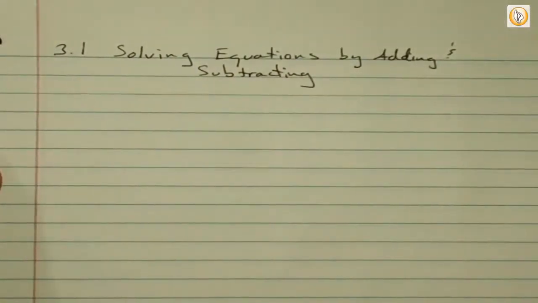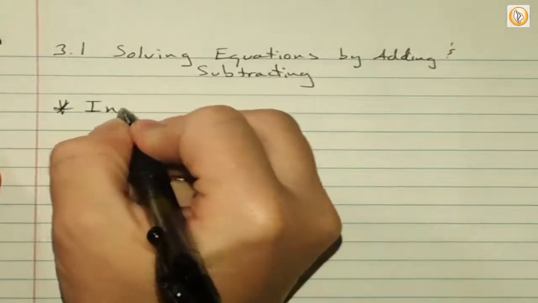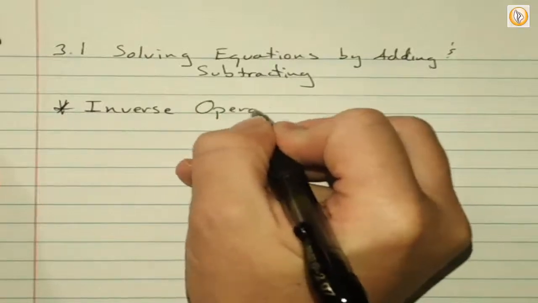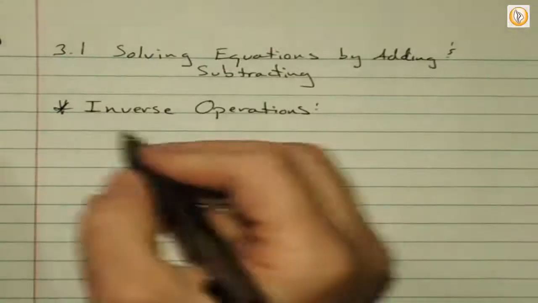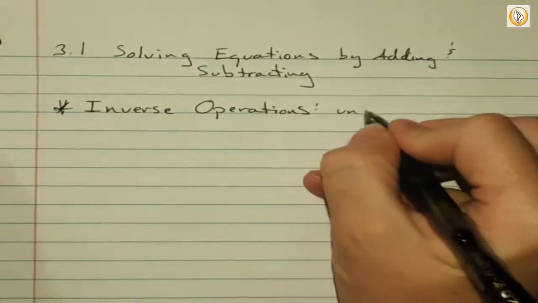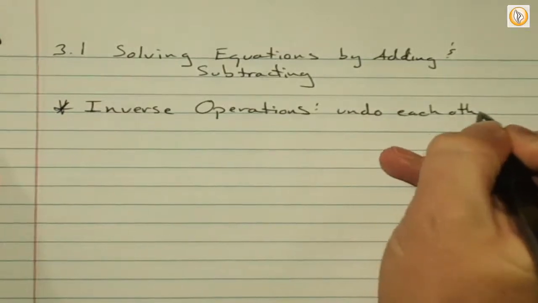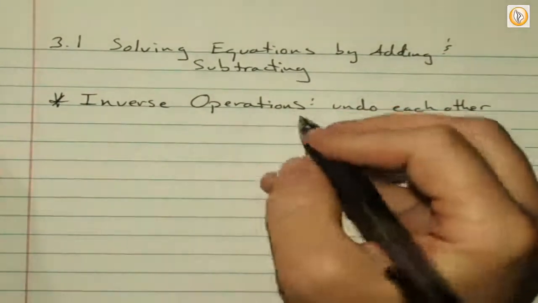Okay, this is taking everything that we did in the last chapter and we're adding to it. The first thing you need to know is something called inverse operations. Inverse means basically the opposite. You're going to undo each other. That's what it means, inverse operation.